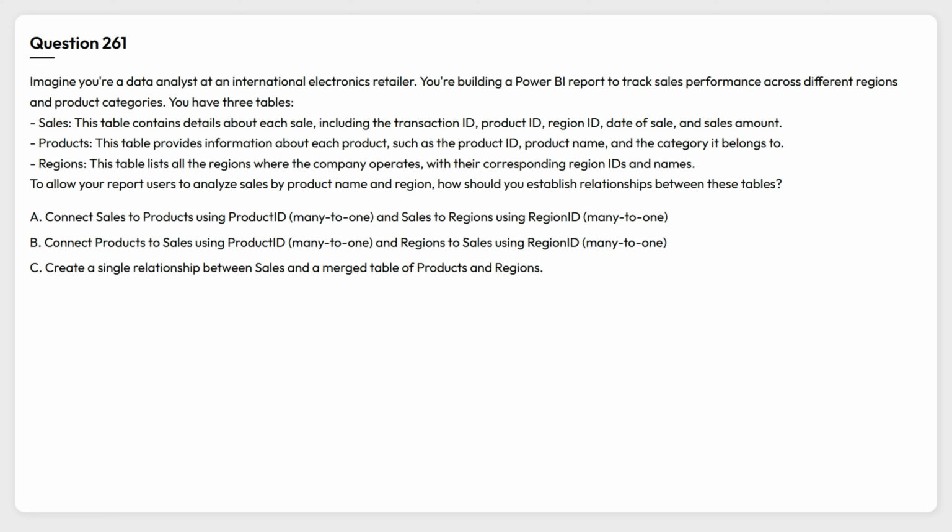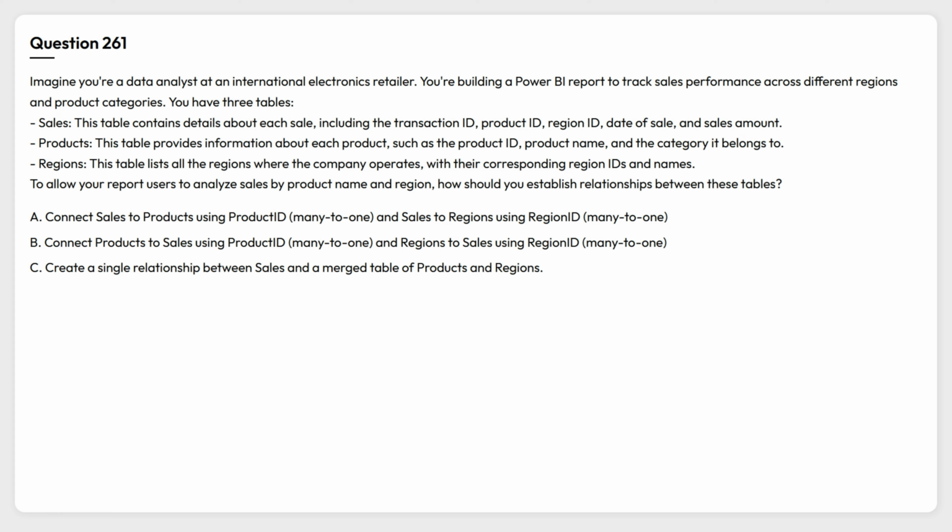To allow your report users to analyze sales by product name and region, how should you establish relationships between these tables? Option A. Connect sales to products using product ID, many to one, and sales to regions using region ID, many to one. Option B. Connect products to sales using product ID, many to one, and regions to sales using region ID, many to one.